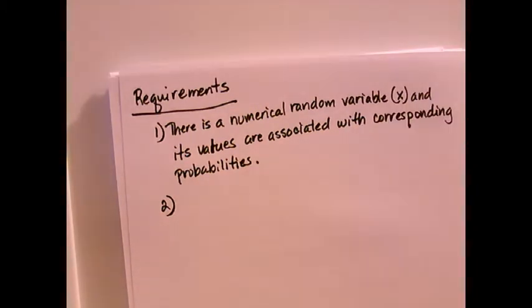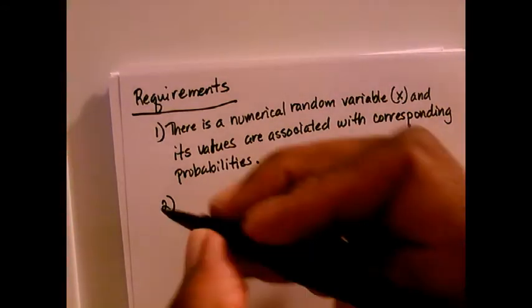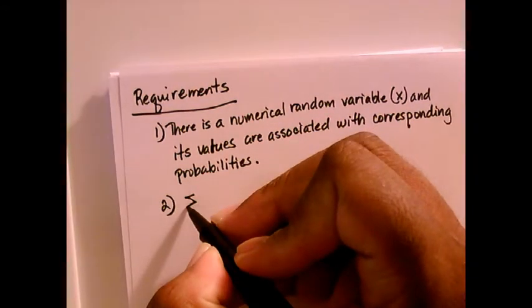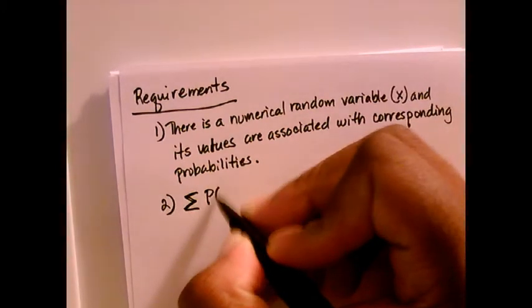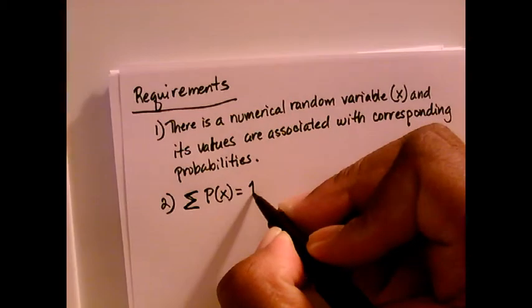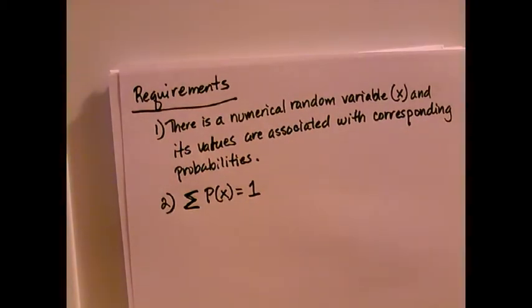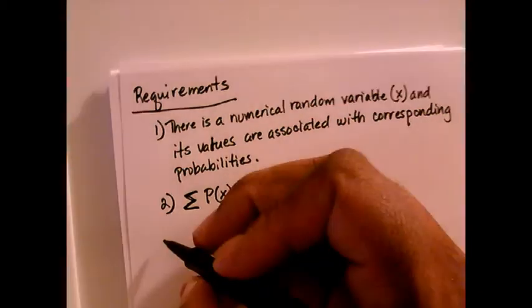That's the first requirement. Now the second requirement is this. The sum of all the probabilities must be equal to 1. So I'm going to use the Greek letter sigma for the sum of all the probabilities must be equal to 1. Now, sums could be 0.999 or 1.001, and that's due to rounding errors. But the sum of all your probabilities must be equal to 1.